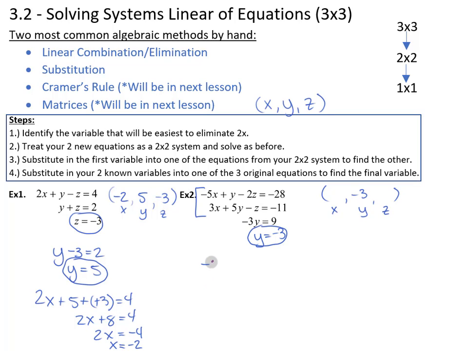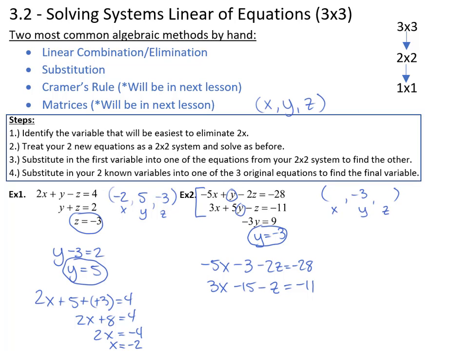So if I substitute in -5x plus y, since y is -3, I'm just writing -3, minus 2z equals negative 28. Our second equation, I'm going to substitute in negative 3 for y. So 5 times negative 3 will make negative 15 minus z equals negative 11. Okay, so we just substituted in for y in both of these.